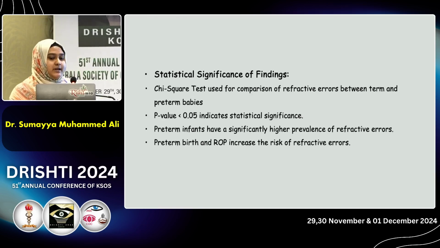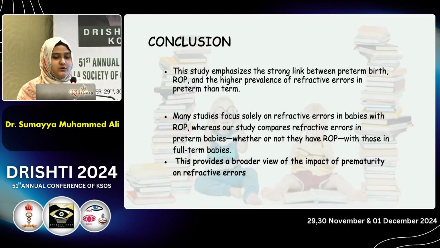The KS test was used for the comparison of refractive errors between term and preterm babies. We got a p-value of less than 0.05, which indicates statistical significance. So preterm infants have a significantly higher prevalence of refractive errors, and preterm birth and ROP increase the risk of refractive errors. So in conclusion, our study strongly emphasizes that there is a strong link between preterm birth and ROP, and a higher prevalence of refractive errors in preterm than term babies.